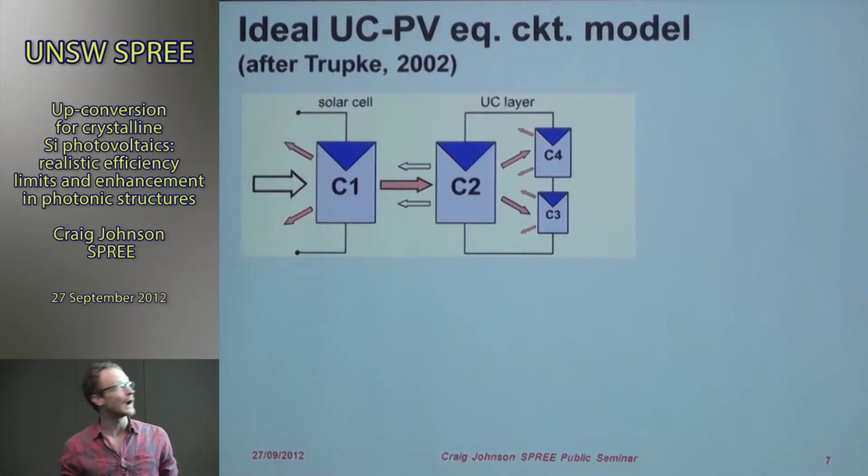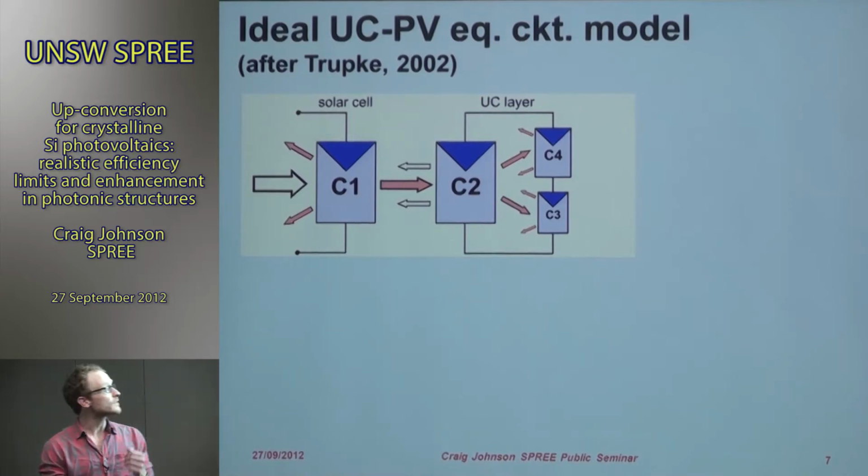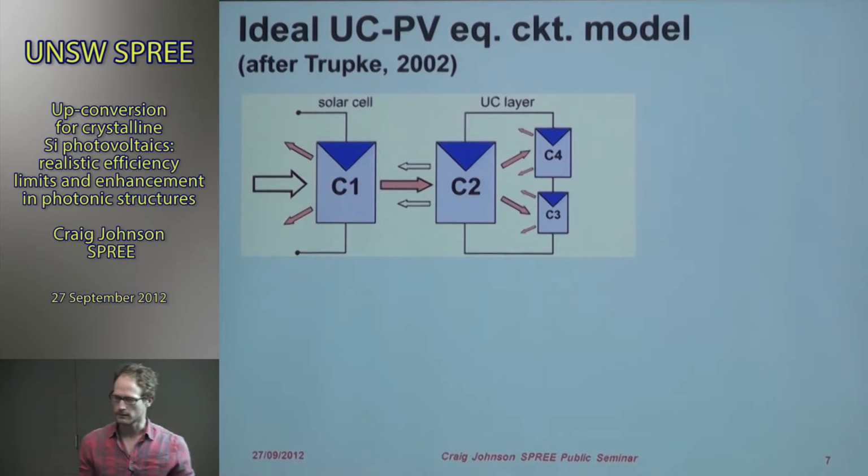So it's inherently attractive. Now, in 2002, Torsten and Martin and Peter Würfel carried out a detailed balance analysis of an upconverting device, a theoretical device. They based their analysis on the Shockley-Queisser detailed balance analysis, but they used this 4-diode structure where the solar cell itself was modeled as a diode in the same way as in the Shockley-Queisser analysis. But anything below the solar cell bandgap was transmitted to this upconverting layer equivalent circuit.